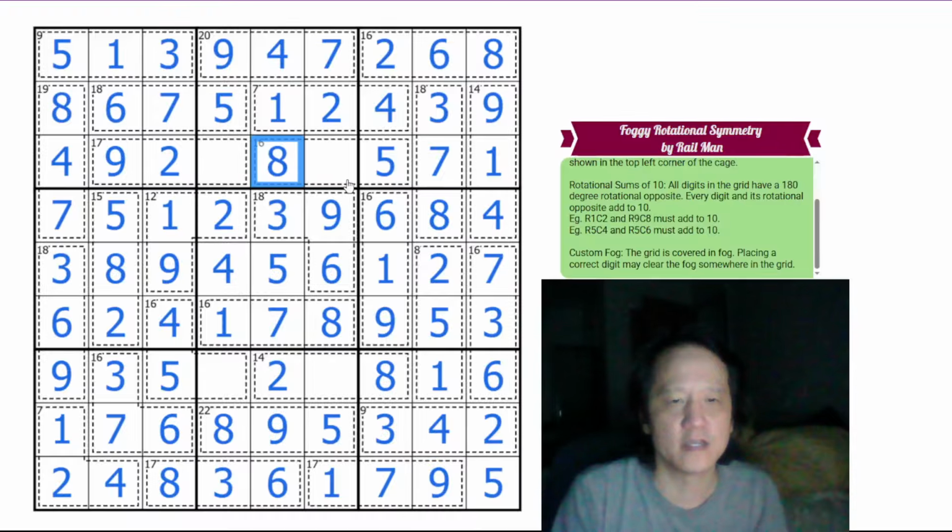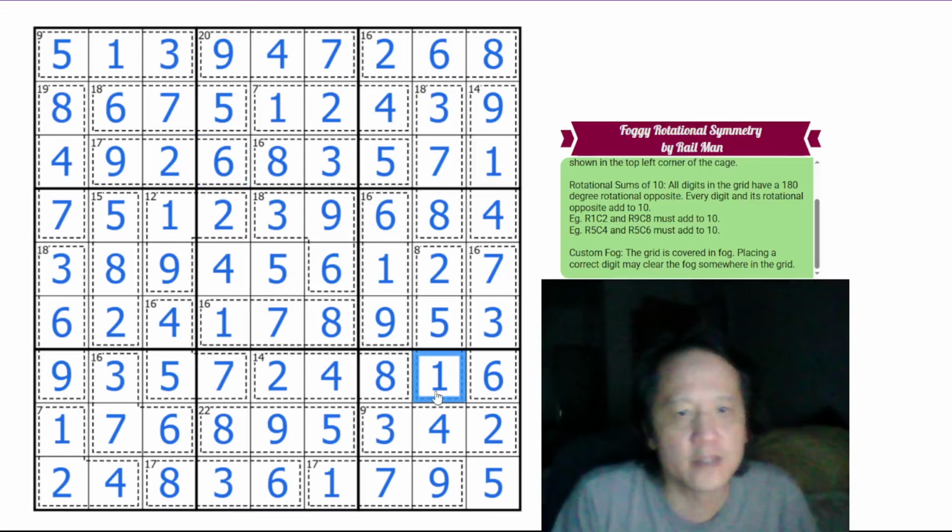5, 8, and 3 add up to 16. So this is 3 and 7, which makes this 4 and 6. And that's a solution.